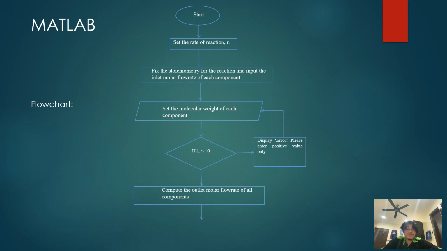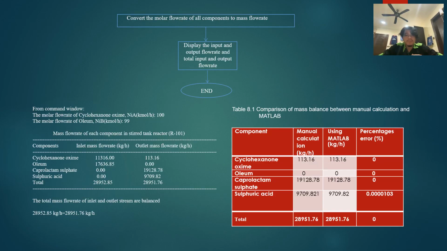Next, we fix the stoichiometry and also input the molar flow rate for cyclohexanone and also oleum. Then, set the molecular weight of each component including caprolactam sulfate and sulfuric acid. If the inlet flow rate is less than or equal to 0, it will display an error because the inlet flow rate must be a positive value only. Next, we compute the outlet flow rate of each component and convert it to mass flow rate. Lastly, tabulate and display the inlet and outlet mass flow rate and also the total inlet and outlet mass flow rate.